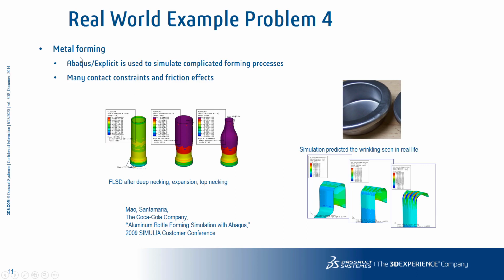Here's another example of metal forming. As you know, and this has been mentioned many times, SIMULIAWORKS uses the Abaqus solver. So this was actually done directly in Abaqus Explicit. But if you were to run this analysis in SIMULIAWORKS, you'd get identical results, being that it uses the same solver. This was done for Coca-Cola.